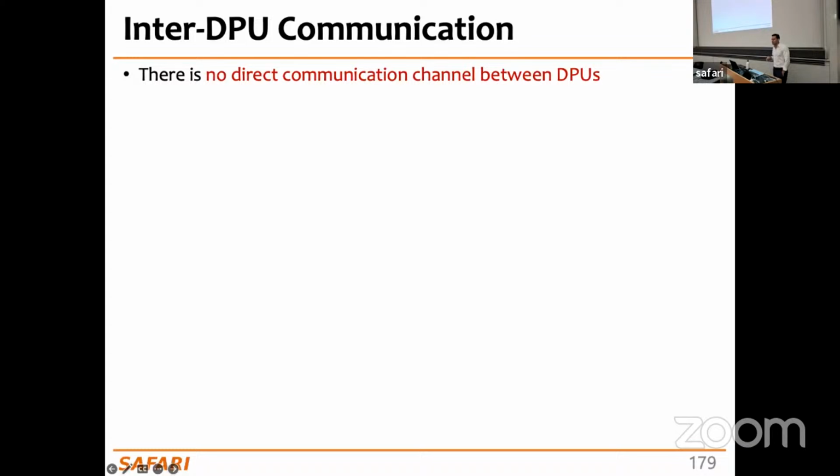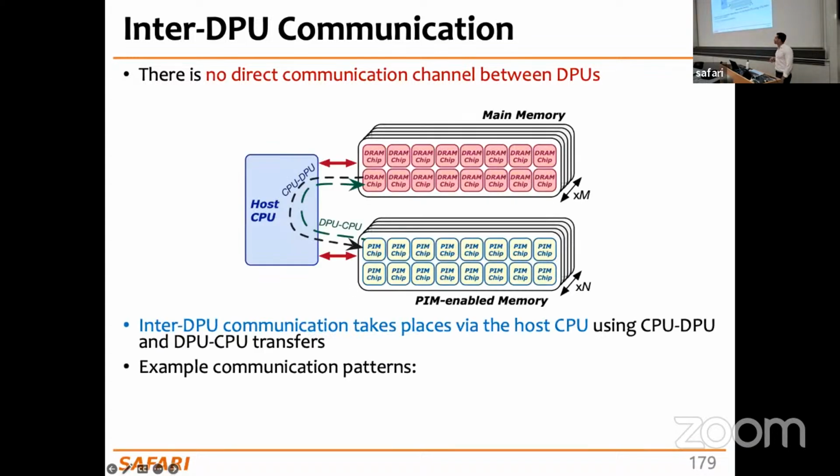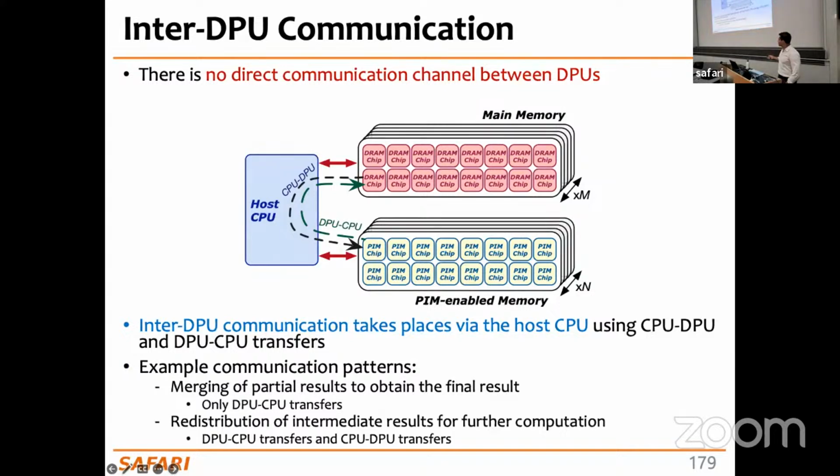a single DRAM DIMM. This means that if you need to move data from this chip here to this chip here, you need to go through the CPU, copy the data to the main memory, and then write back the data to the destination DPU. This is important for some communication patterns, like merging partial inputs or distributing intermediate results. All of these require you to ping-pong the data back and forth between the CPU and the main memory.